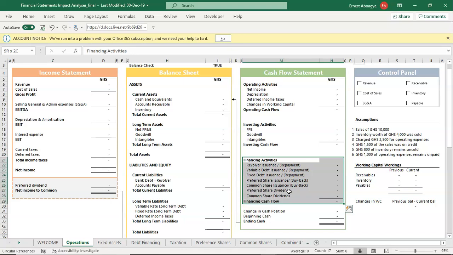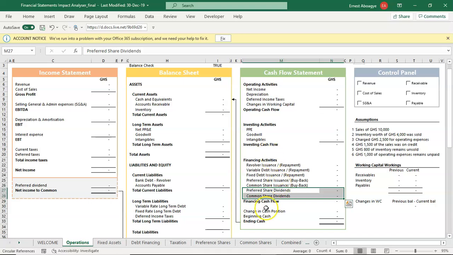The financing activities looks at anything financing. So you look at your debt finance, your revolver, that is your overdraft financing. As you make cash, you pay it off, and the rest. Your variable debt issuance, or your loans, your fixed debt issuance. So these are pretty much the same, either being variable or fixed debt. Then preference share, that equity issues, preferred share issuance, buyback, common share issuance, and buyback. And then your dividend payment, really.